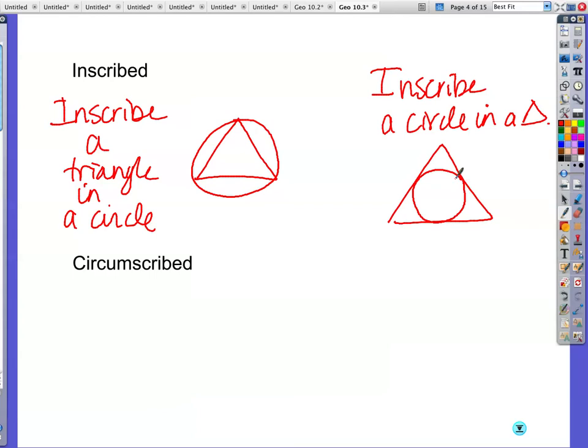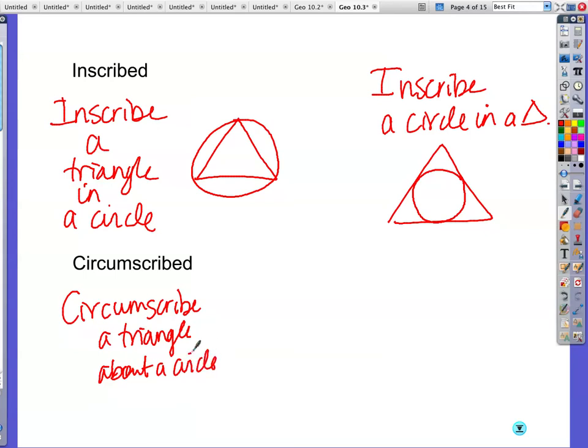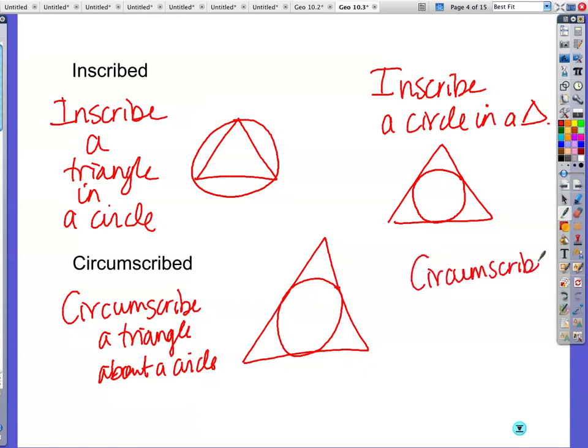Okay, in the circumference books, they talked about the circumscribers. Circumscribed, or I might say circumscribe a triangle about a circle. Okay, so here's your triangle, it's going to be on the outside. So we circumscribed a triangle about a circle. And we can circumscribe, I should probably use a different shape, huh? Circumscribe a circle about a triangle.